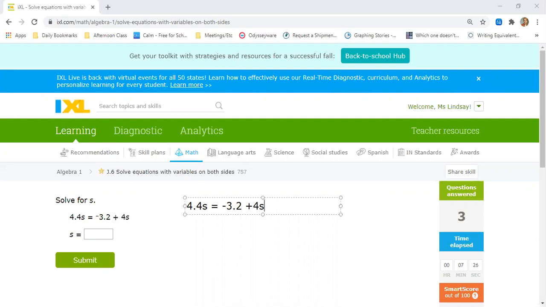And since there's nothing else on the left side, I definitely want to be putting the variables over there, which means I want to get rid of this 4s that's on the right. So we're going to be subtracting 4s on both sides. And then that leaves us with 0.4s is equal to negative 3.2.